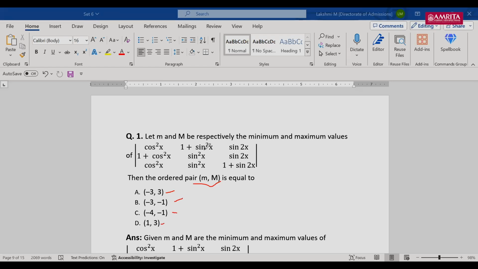So how will you solve it? You have to reduce this into a simpler form, and you have to find out the values of m and M.